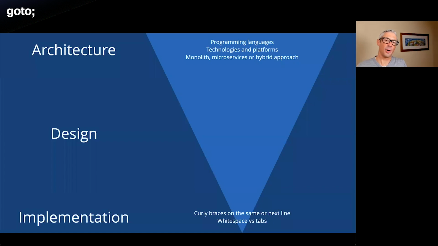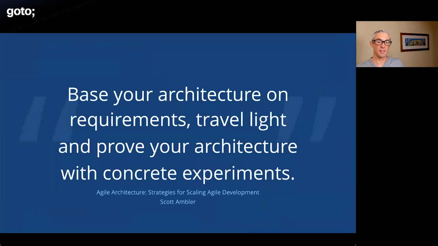There's lots of material out there on Agile architecture. Something I like is Scott Ambler's approach, and he has a great essay on Agile architecture that you can basically summarize in one sentence like this. You should base your architecture on your requirements. So in other words, don't make decisions unless you have reason for making those decisions. Travel light, so do the just enough thing, be agile, and make sure you prove your architecture with concrete experiments.